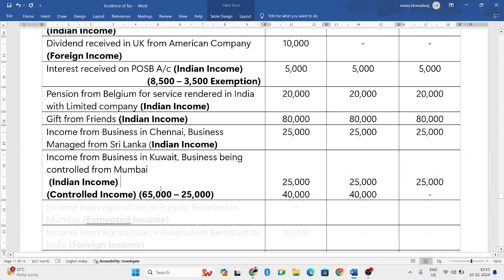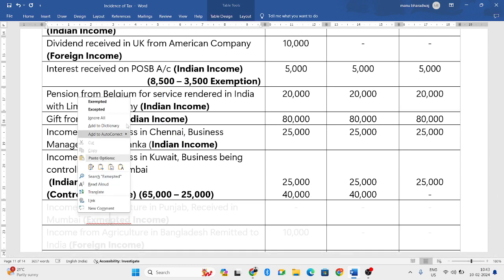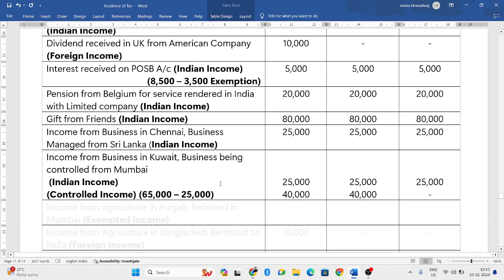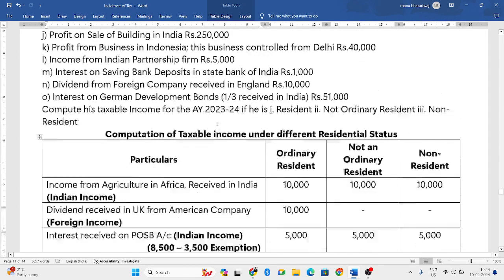The total amount was 65,000. The Indian income is 25,000. So if you subtract both, you will get 40,000. 40,000 is a controlled income. So for controlled income, two people will be taxed: one is the ordinary resident and the second one is the not ordinary resident.